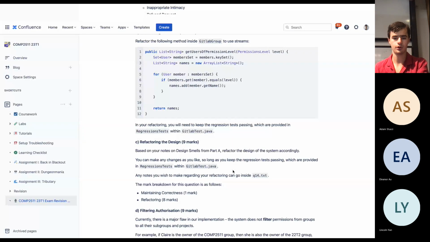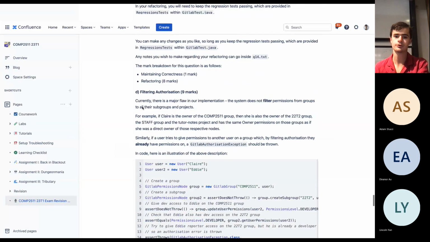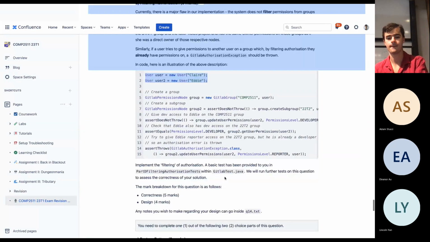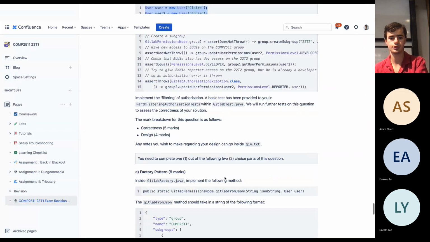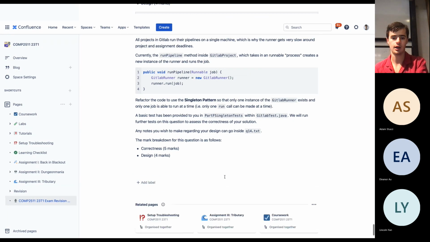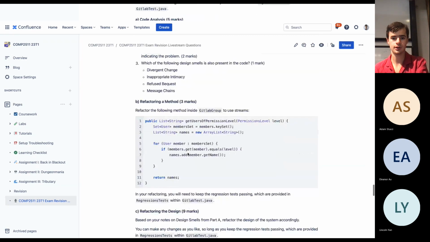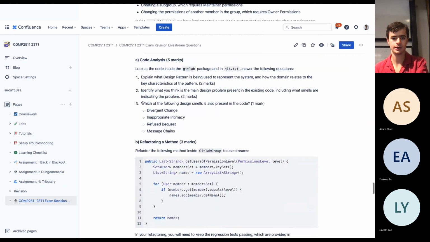We've already done that. There's another part about, oh, sorry, I skipped this, and I think I also skipped this. Okay, I'm going to skip the filtering authorization. You can watch last term's recording if you want to know how to do that. I'm going to skip the factory pattern. You can watch the recording. I'm just going to go through refactoring a method and this part here.